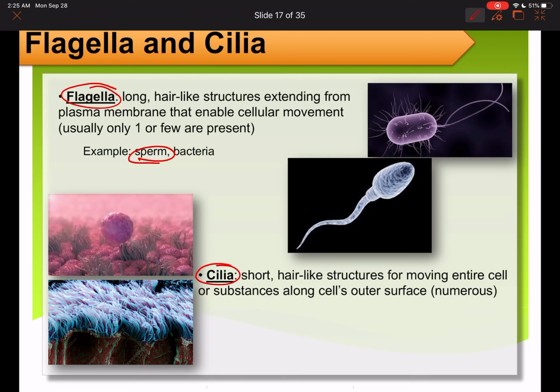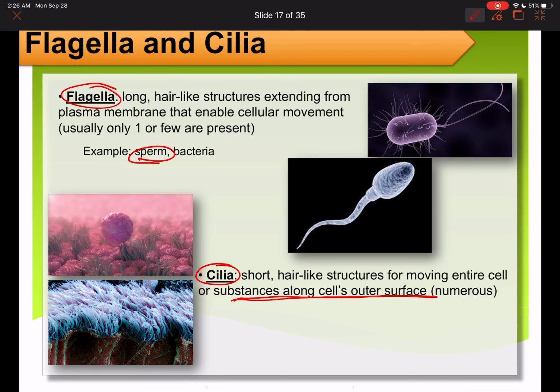Cilia is something eukaryotic cells have for a different type of movement. Flagella propel the cell towards its destination, but cilia actually move the environment around the cell. It doesn't move the cell, it moves the environment. It's not the cell that's moving when the cilia move, but the fluid or objects surrounding the cell. So it moves substances along the outer surface.